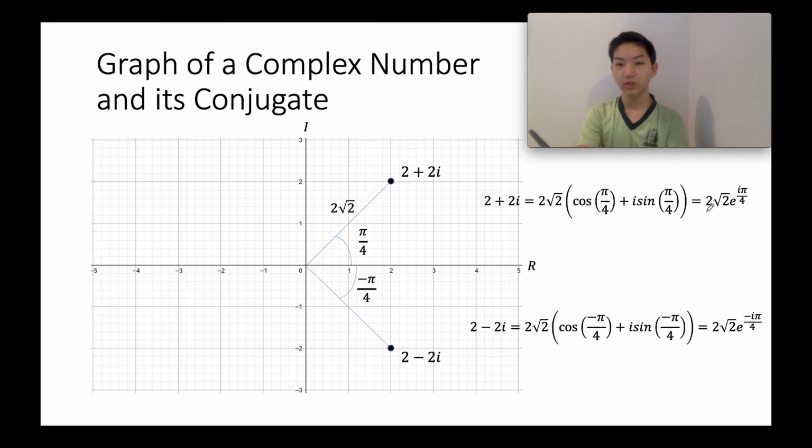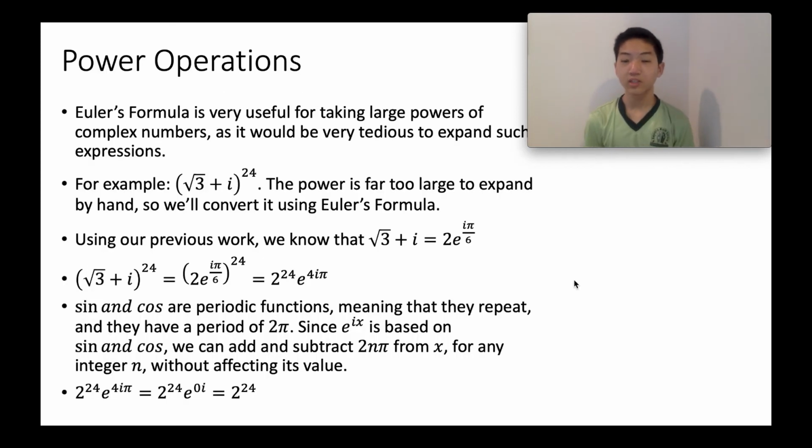And we notice here that the only difference between the complex number and its conjugate is that the exponent in Euler's form is negative. So this is just a graph to demonstrate a few concepts and to see how they actually interact with each other. So now I'll be going over power operations on complex numbers.